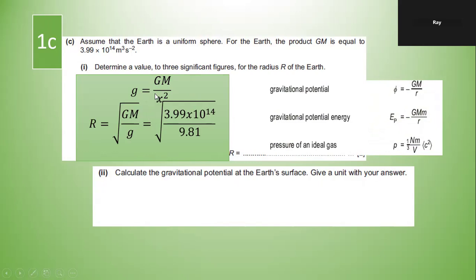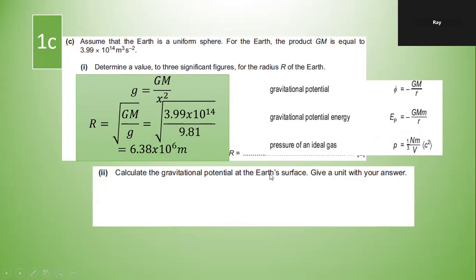So you just replace your x with your r, take your x squared across, take your g down, so r is the square root of Gm over g. Gm is given to you, g is 9.81. Look into your data sheet if you have forgotten. So that is the answer.